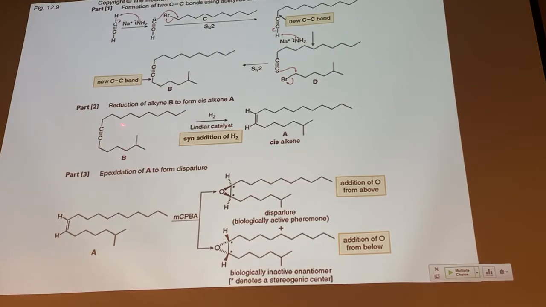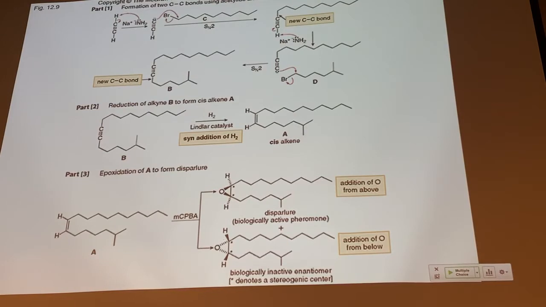And since both of these alkyl groups are primary alkyl groups, then we can attach them to acetylene by just doing acetylide alkylations with these primary alkyl halides. So we can synthesize disparlure completely using reactions that we've learned in the class previously.